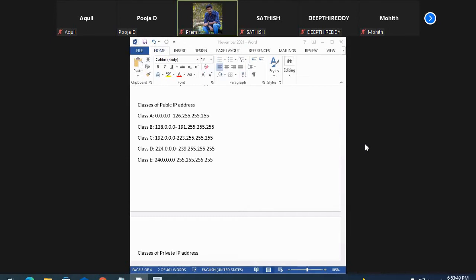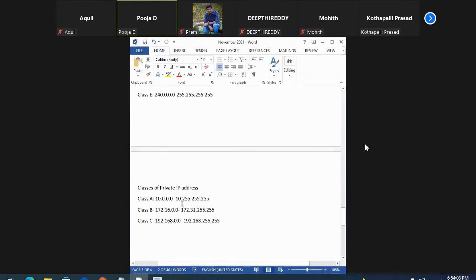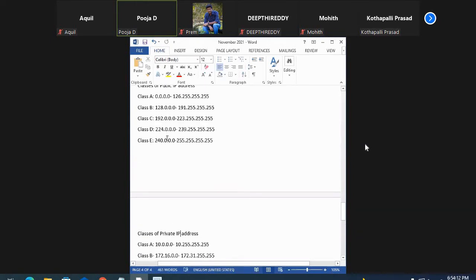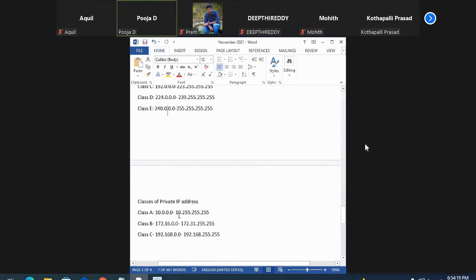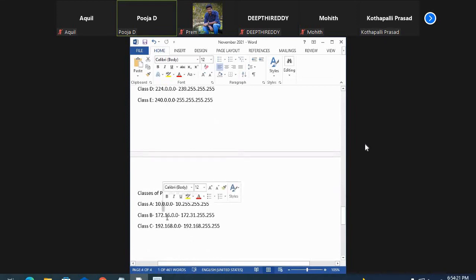Ma'am, is this IP address dynamic or static? Public IP? You can't call it dynamic or static. For private IP addresses, that concept is there, dynamic and static. Why? Because you are setting this IP address inside your network. These public IP addresses are all unique, so you can't call them dynamic or static. Here you can set the IP address dynamically or statically.